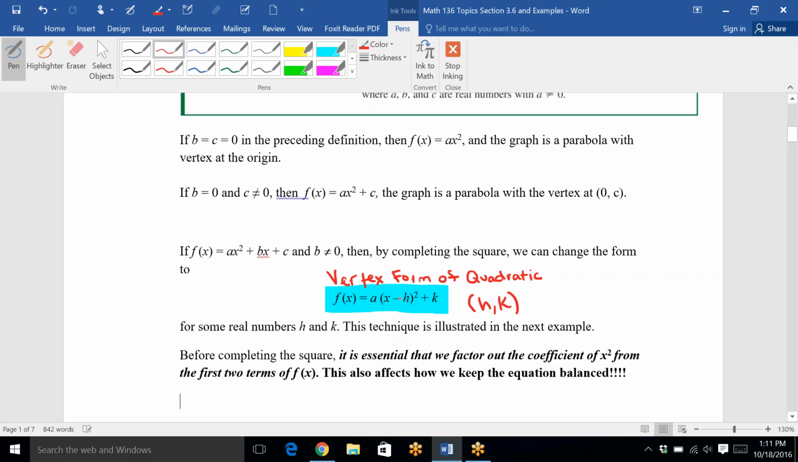So notice that inside, this kind of goes back to transformations. It's a minus h in the formula. When we write it out, we actually write positive. You write the opposite of what you see in the parentheses. And the k is positive out here, and we write exactly what we see. So notice it's opposite of the sign inside and exactly the sign on the outside. So that's how we get our vertex. So if you can get into this format, you really quickly have the highest or lowest point of your parabola just staring at you in the formula.